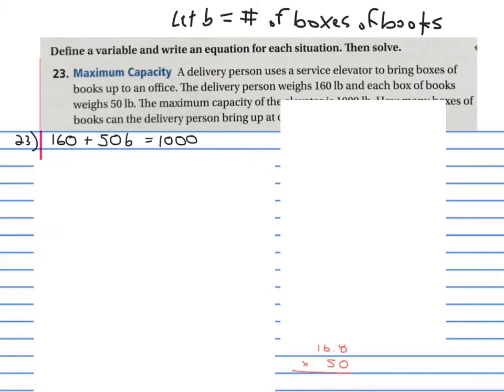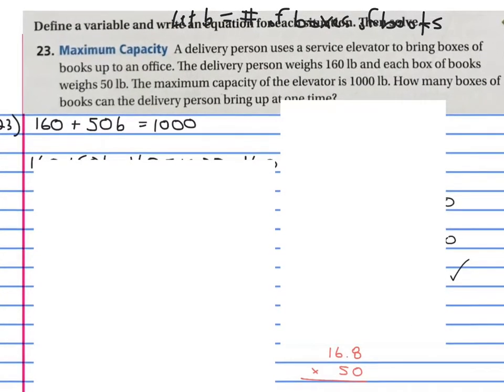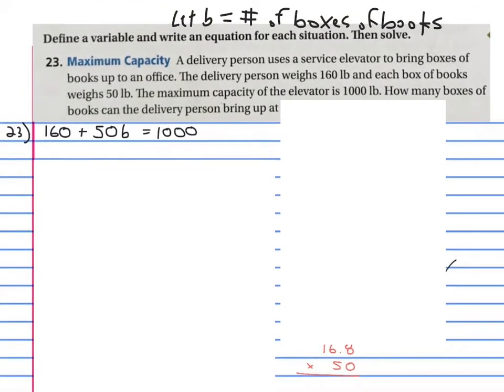So now let's take a look at what we've got. We've got 160 for the weight of the person, and then plus 50 times however many boxes we have. 50 times 1 for one box would be 50 pounds in books. 50 times 2, 100 pounds of books, etc. And we know that that can equal 1,000. So we have this set up, and we say, okay, what are we going to do to solve this to find out what's the maximum number of books we can bring? Well, first let's just see what value of b solves this to equal exactly 1,000.